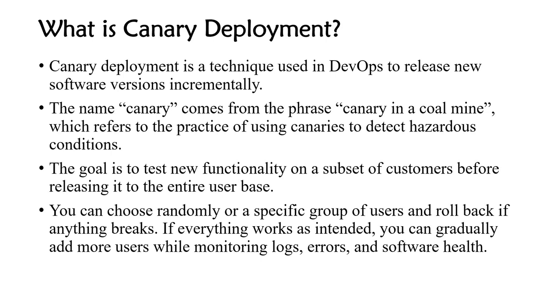So before releasing any functions, first it needs to be tested, and then released to the entire user base. You can choose users randomly or a specific group of users, and roll back if anything breaks. If everything works as intended, you can gradually add more users while monitoring logs, errors and software health.